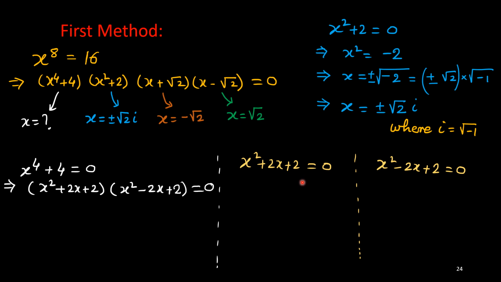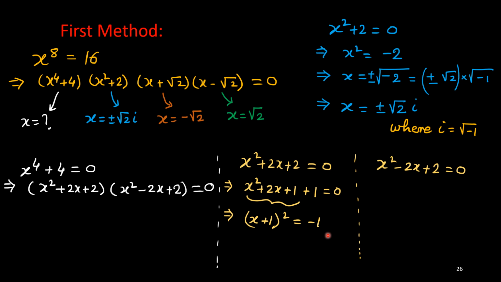We'll try to find the solution. This one we can rewrite as x square plus 2x plus 1 plus 1. Then we'll combine the first three terms, x square plus 2x plus 1, and that is nothing but x plus 1 the whole square. And this plus 1 we consider on the right hand side as minus 1.